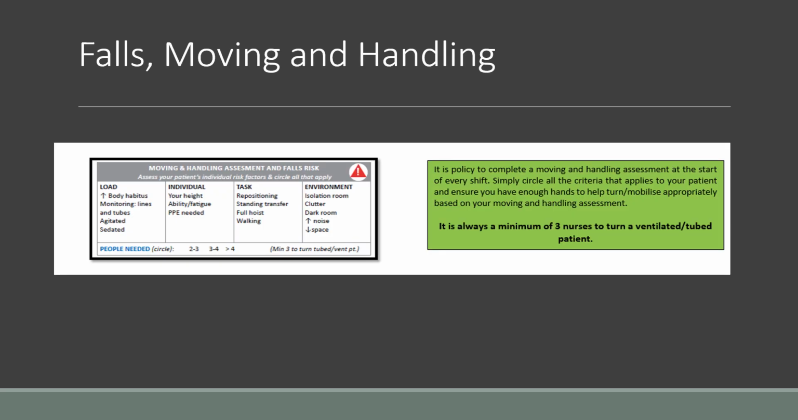It's written in our policy that we do a moving and handling assessment at the start of every shift. You can do this so rapidly. Essentially, you just circle all the criteria that applies to your patient, and you always make sure you have enough people to help you when you're moving and handling. It is a minimum of 3 nurses to turn a ventilated tubed patient, and that includes patients with tracheostomies.